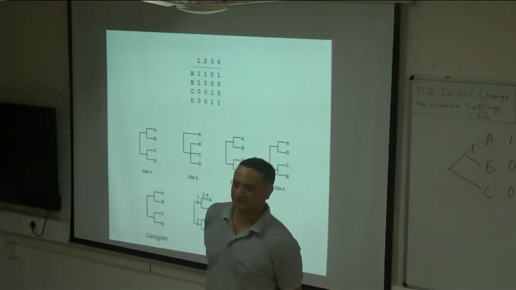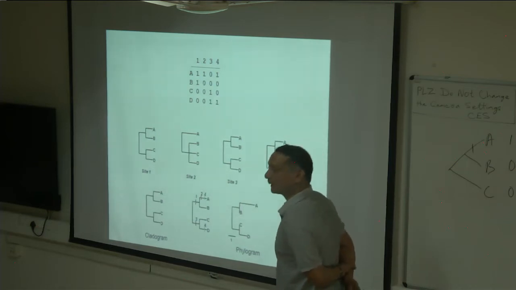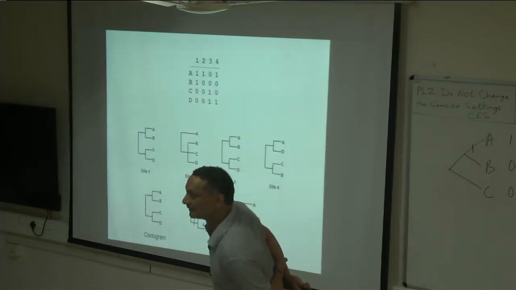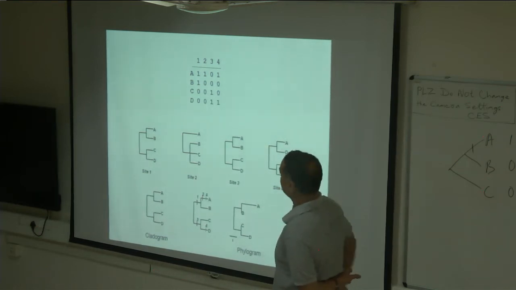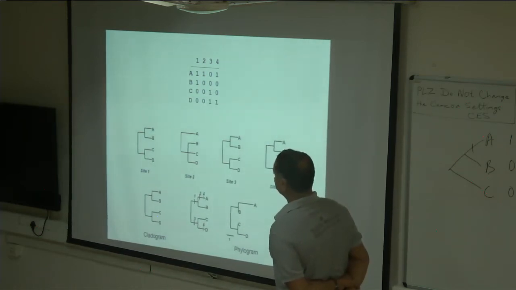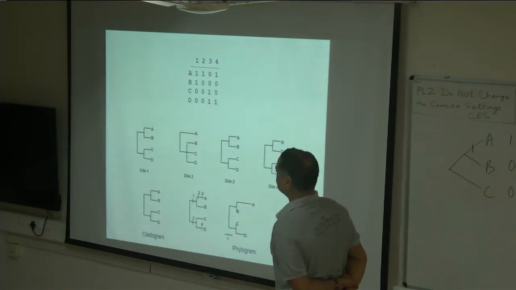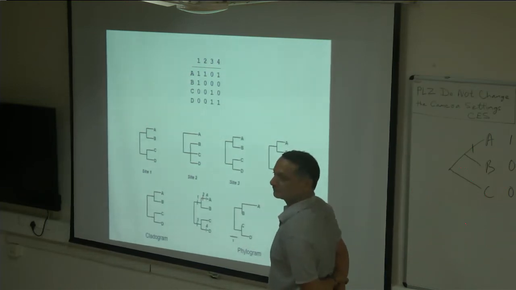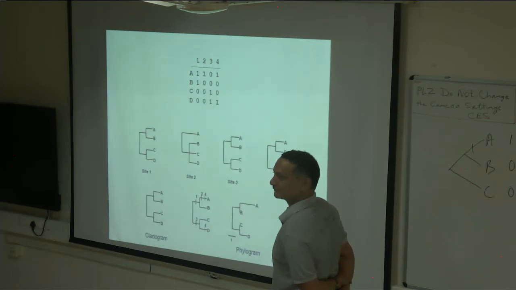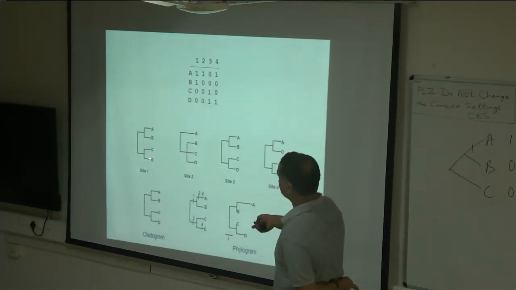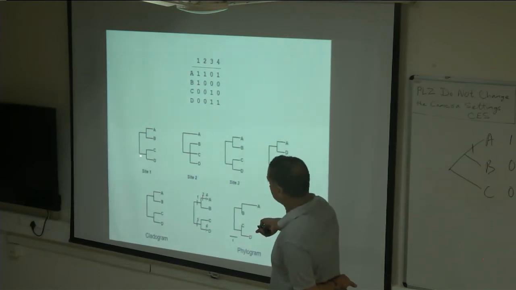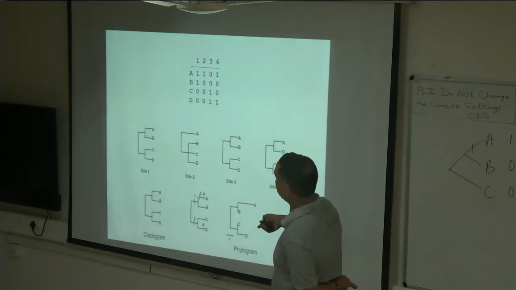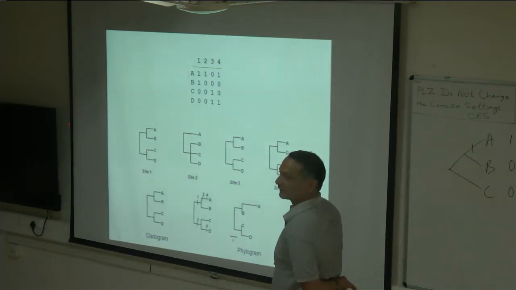Anyone? Site 1. So you're saying this is the most parsimonious tree? Because it uses maximum characters and minimum. Yeah, so you mean this tree, right? Because character 3 also, same tree, right?